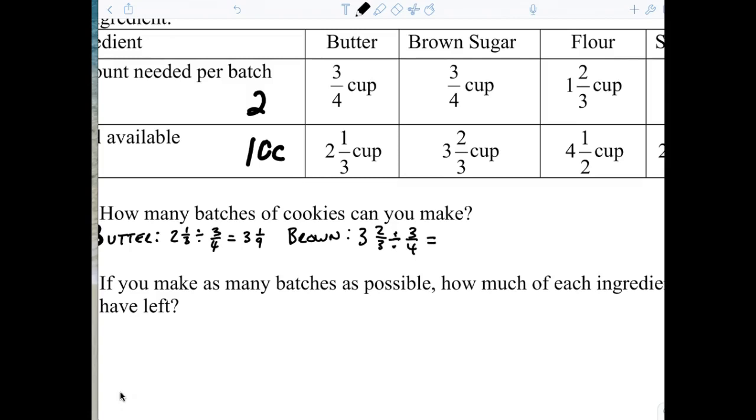I got 4 and 8/9. Somebody else, double checker, please. Is that right? 4 and 8/9? Everybody's double checking.